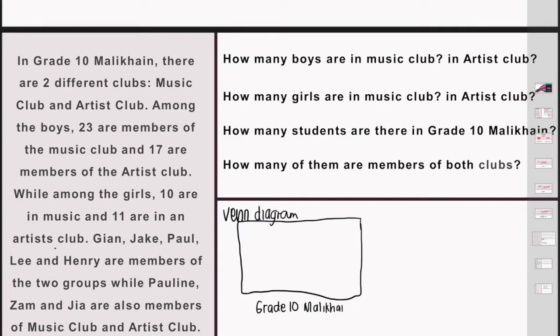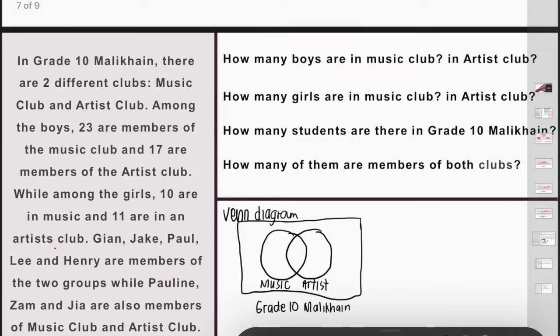Next, we know that the section is divided into two clubs, the music and artist club. So it means we simply have to draw two circles that represent the two clubs. One for the music and one for the artist. So let's label music and artist. Now, let's try to identify the number of members among the clubs. So to do that, let's use color blue for the male and color red for the female.